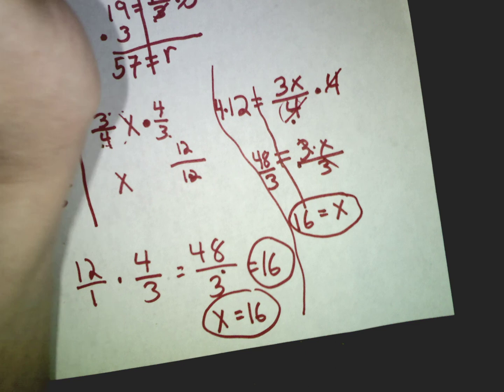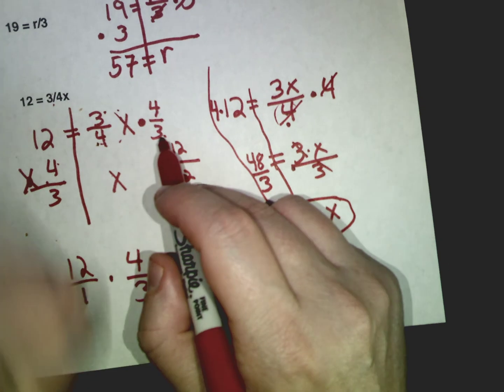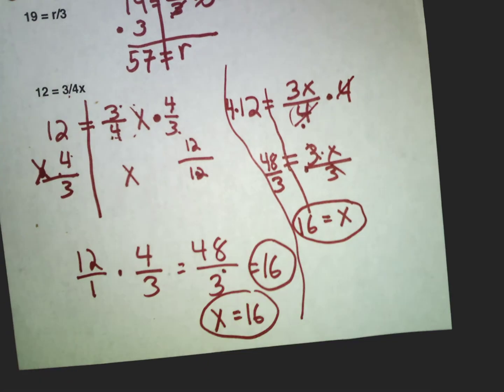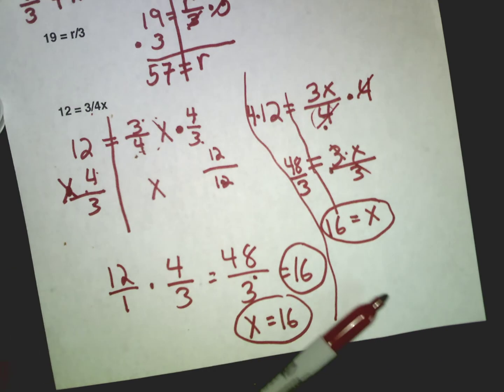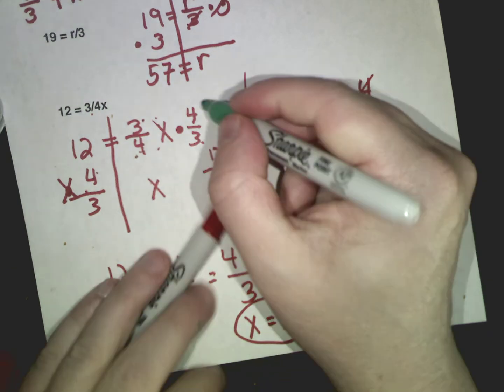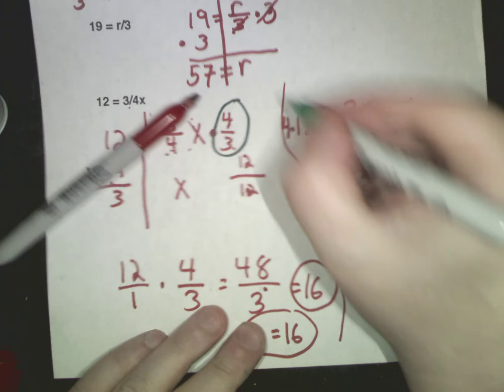Which way you want to go is up to you. This is the fast way. This is the way I'd rather go. But you got to remember to do the reciprocal, because that's the key to the whole problem. This right here, I put in green to let you know. So if you're going to do it, make sure you remember the reciprocal.